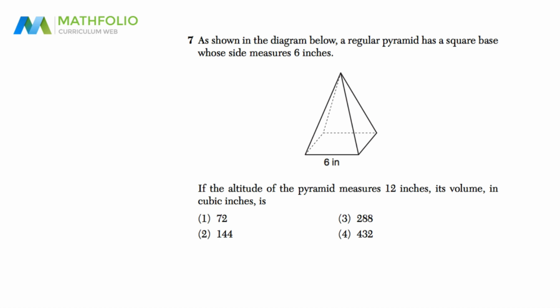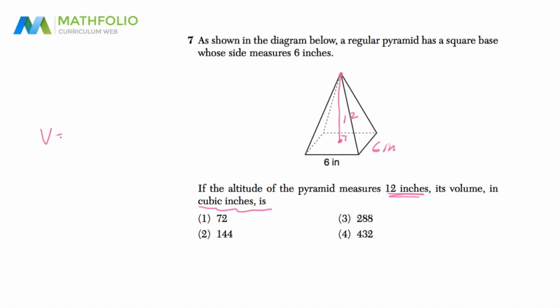Okay, question 7. So here we are told that as shown in the diagram below, a pyramid has a square base whose sides measure 6. Well, square base, this must be 6 inches as well. We're told that the altitude of the pyramid measures 12 inches. Let's label that. So the altitude goes all the way down to the middle. This is 12, also it's 90 degrees. Let's label that. Its volume in cubic inches is, so it's trying to find the volume.